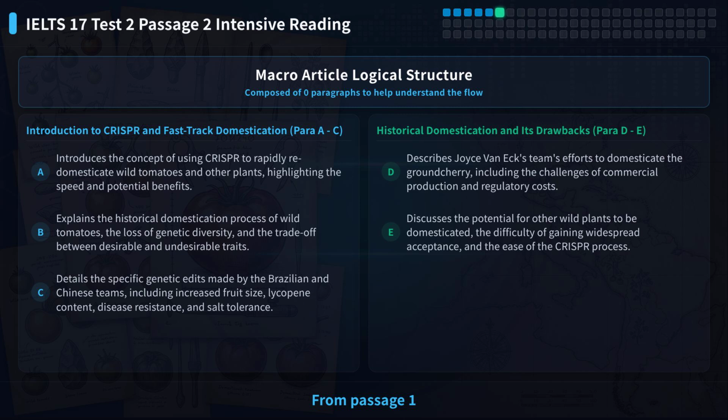From paragraphs 1 to 3, it introduces traditional domestication and CRISPR technology, and the results of new research. From paragraphs 4 to 5, it introduces another team's attempt to domesticate ground cherries, and future prospects. From paragraphs 6 to 9, it discusses the potential, challenges, and possible applications of the new technology. The heat map shows that most questions are concentrated in paragraphs C and E. You should read them carefully.